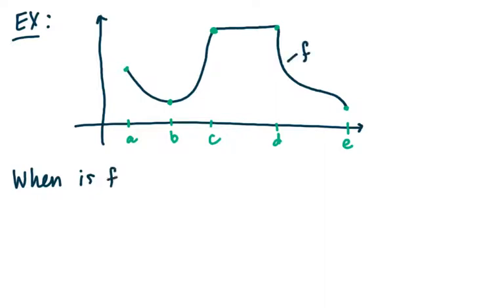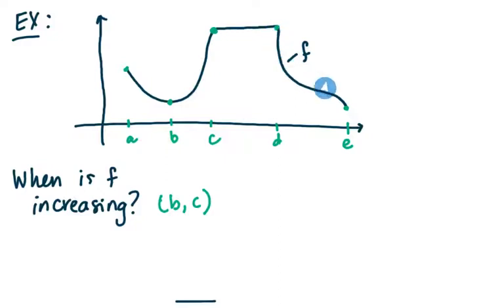When is F increasing? If we take a look here, increasing means when we look left to right, our y values should be going up. That is not the case from A to B. It is, however, the case from B to C. And I'm just going to use interval notation here. And that's not the case here or here. So that seems to be our only interval of increase.